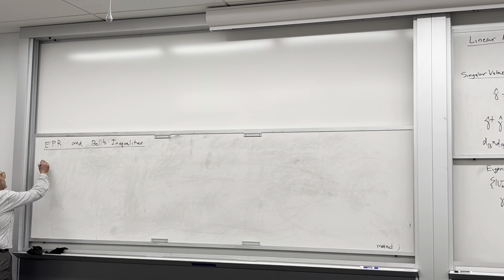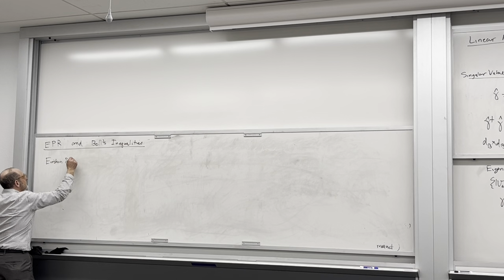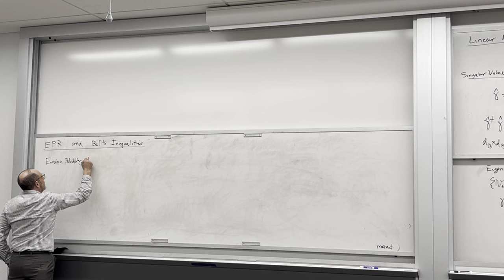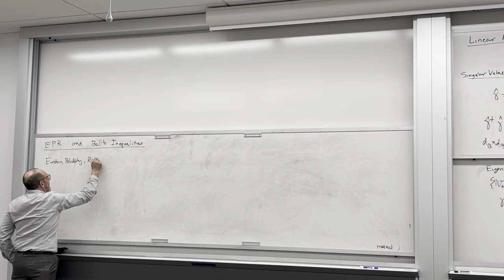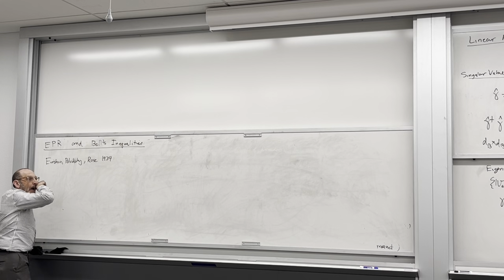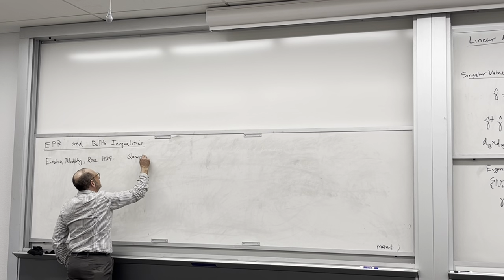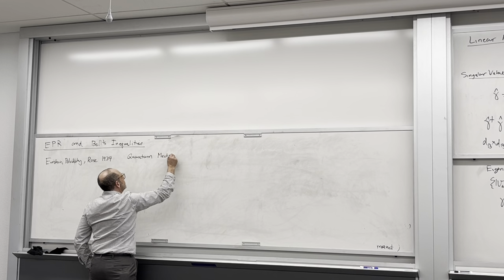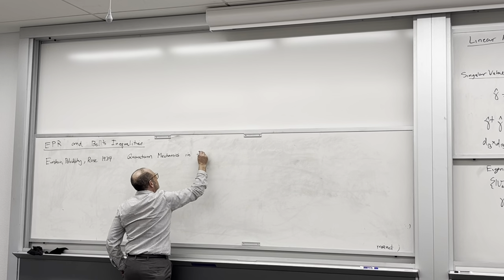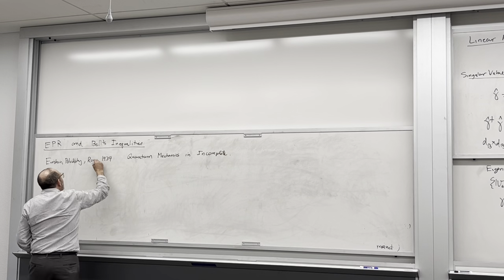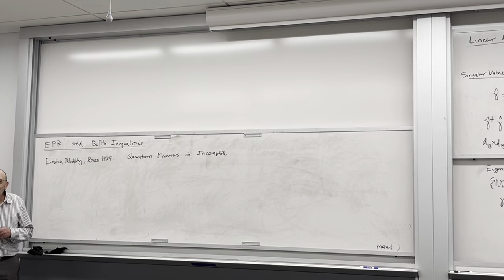So, Einstein, Podolsky, Rosen, in 1934, tried to show quantum mechanics is incomplete. And the argument is so beautiful and simple, it's worth repeating it.